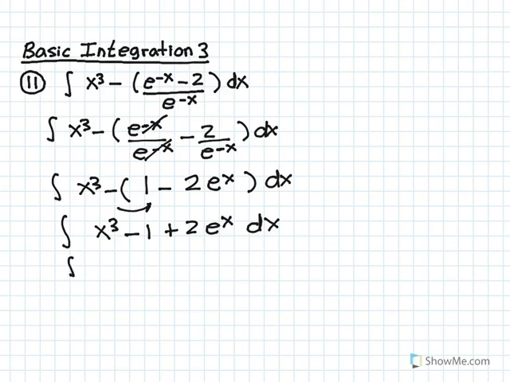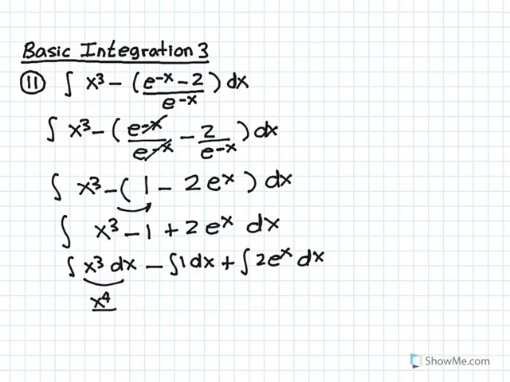And split up the integrals: integral x cubed dx minus integral 1 dx plus integral 2 e to the x dx. Antiderivative of x cubed is x to the fourth over 4. Antiderivative of 1 is x. And this is a constant. Constant passes through the integral, so we get 2. And antiderivative of e to the x is just itself, e to the x, plus c.